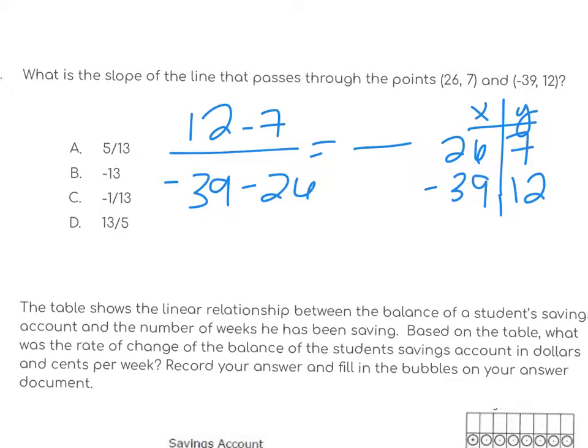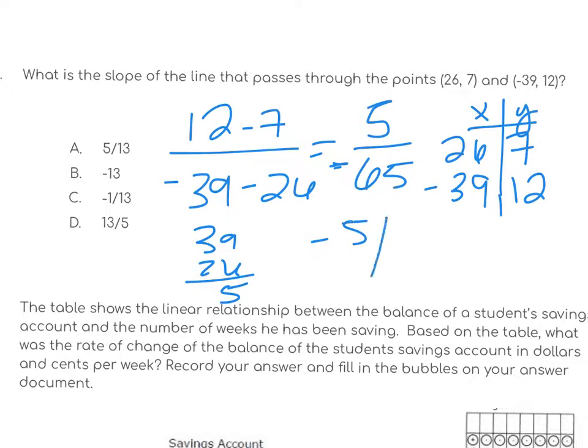Okay, so 12 minus 7 is 5. And negative 39 minus 26 is negative 65. And 5 goes into 65 13 times. So negative 5/13 is your answer. Oh, no, yeah, so it's negative 1/13. I thought I made a mistake on the answer key. There we go. Okay, so negative 1/13. So C would be the correct answer there.